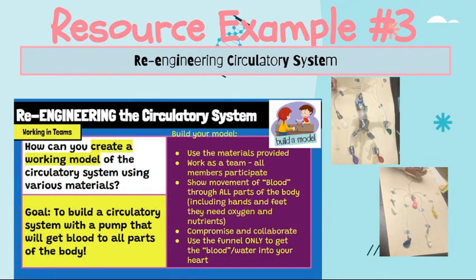Resource example number 3. Re-engineering circulatory system. So the students will get a whole bunch of supplies from the teacher, and their challenge is to create a working model of the circulatory system using the various materials. There are pictures on the slides to show you examples of what some of the kids came up with, as well as a link to the task itself.